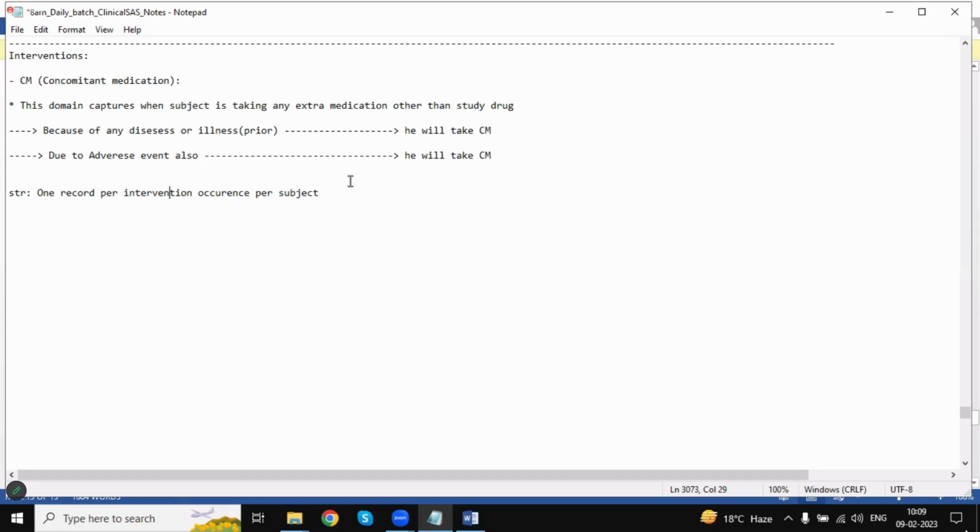Okay. So what is the topic variable here? The topic variable is CMTRT. Identifier variables are the common variables we have: study ID, unique subject ID, domain name. Here also we have to derive the sequence number, CMSEQ. Okay. So let me give the list of variables and their labels, and let us discuss each variable in detail.